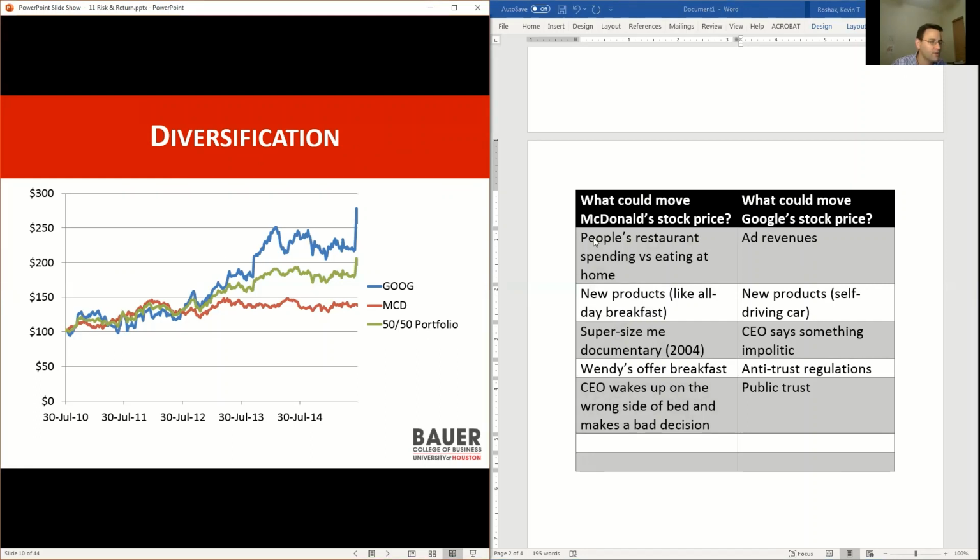Well, for McDonald's, people's restaurant spending is probably pretty systematic. Right? You only go out to restaurants if you have money, right? If things are going well, you have extra cash to spend, you can go out to the restaurant. Or it could be that you're very busy at work, your hours are long, so you don't have time to prepare food at home. Instead, you outsource it and you go to a restaurant. So that would be something that's tied to the overall economy.